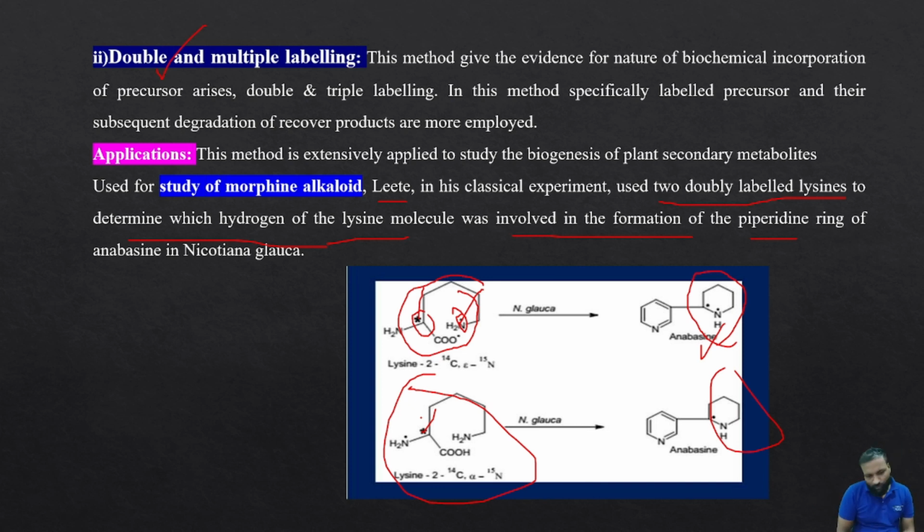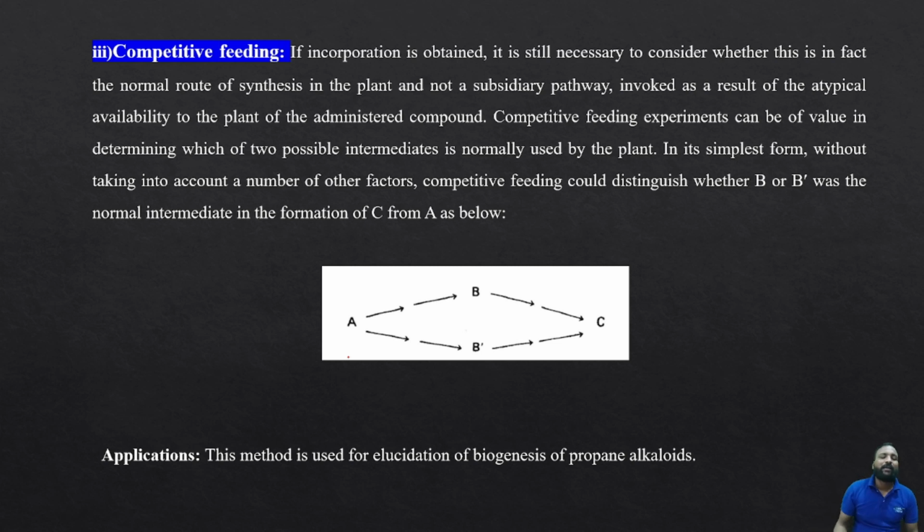So how do we do the procedure? This method gives evidence of natural biochemical incorporation of precursors, using double and triple labeling. In this method, specifically labeled precursors and the subsequent degradation of recovered products are employed, as displayed here. It is observed in anabasine and nicotine. So this is another method. And last but not least, competitive feeding.